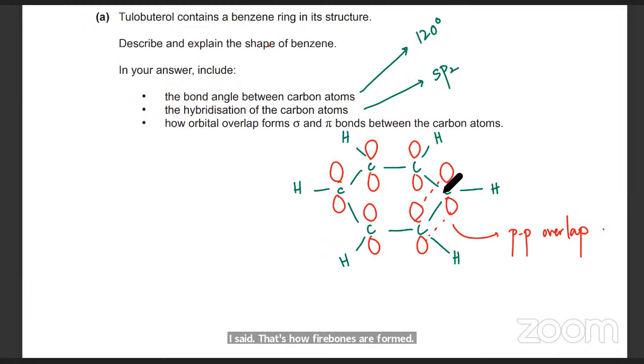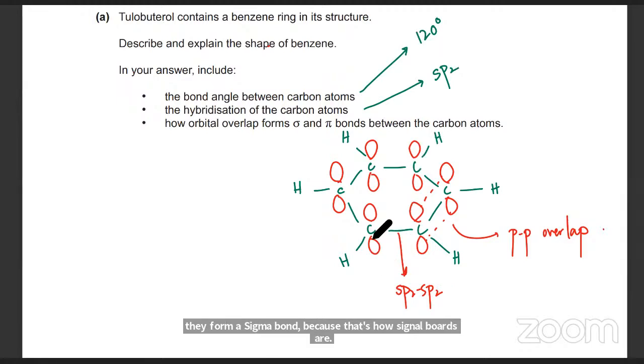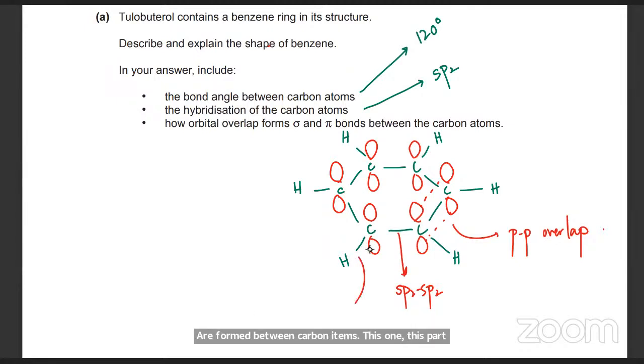So the next thing is how are sigma bonds formed? So this is an sp2 overlapping with an sp2. Remember, carbon's 3 main bonds are sp2 hybridized orbitals. So these are sp2 overlapping with other sp2. So they form a sigma bond. Okay, that's how sigma bonds are formed between carbon atoms. This bond over here between H, that's an sp2 of a carbon atom overlapping with an s of a hydrogen atom. So that's how all the sigma bonds and pi bonds are formed.